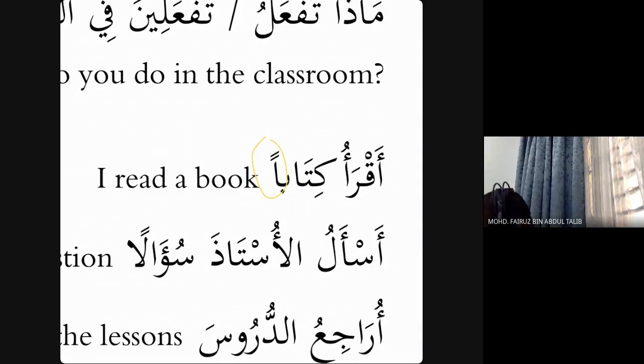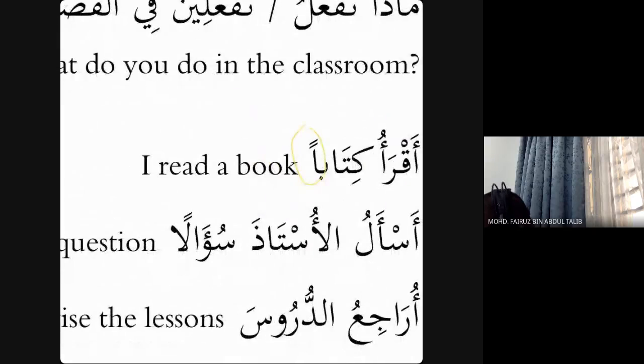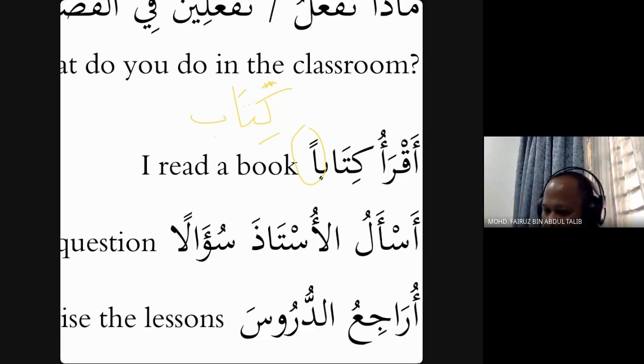Why kitaban? Why not just the word kitab? Again, this is a grammar function of the word. The word is kitab, but when it is in a sentence, the ending will change. Sometimes it is kitabun, sometimes kitaban, sometimes kitabin. In this case, it has to be kitaban because this is the object of that action. Aqra, what do you read? Aqra kitab. For all objects, they will end with this, kitaban. Aqra kitaban. Of course, you do not know this, right?